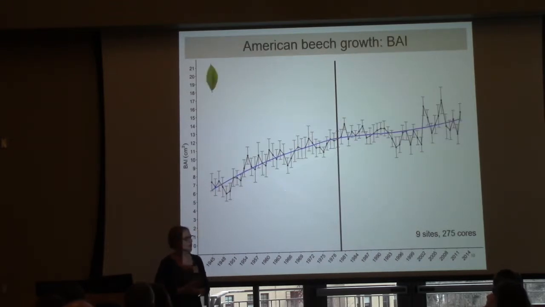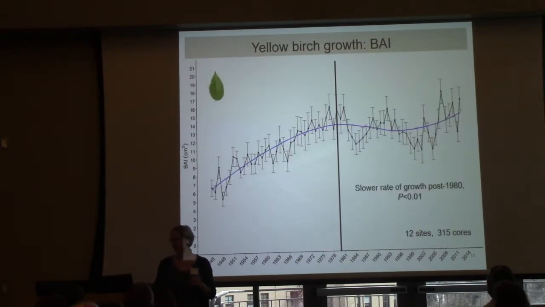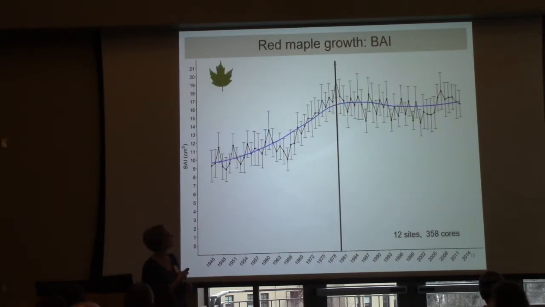This is American beech growth. And we see, again, those two phases, but less visible variability in the second half of the chronology. And this is yellow birch, which, like sugar maple, also appears to be more variable in the second half. And if we think about yellow birch and sugar maple, these are two species that have seen regional decline, and that's been attributed at least partially to abiotic factors. So this may be related to why we're seeing this variability. But we didn't see it with American beech, and we don't really see it as much with red maple.